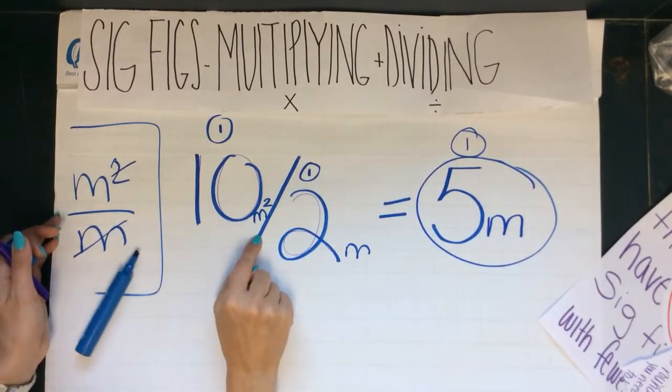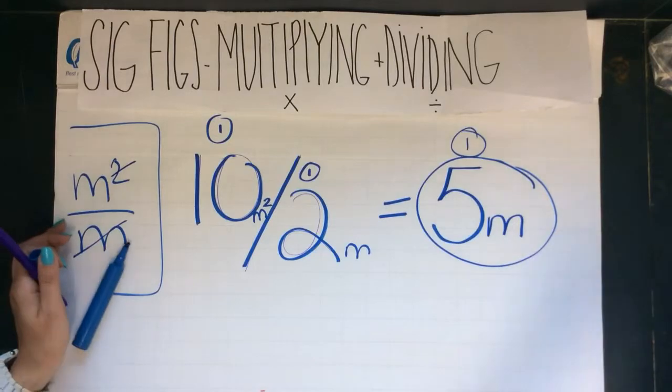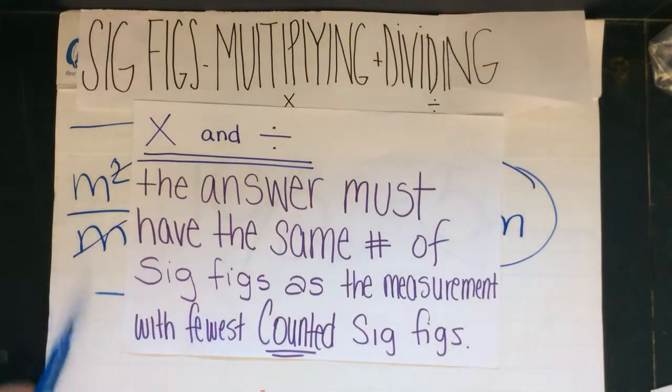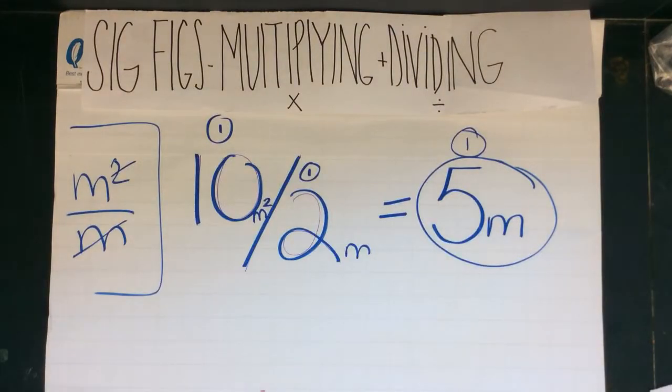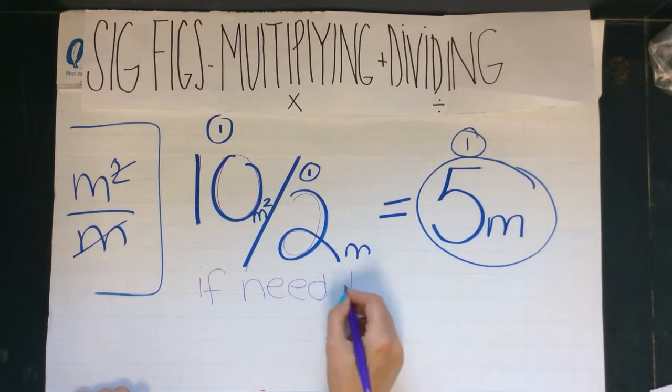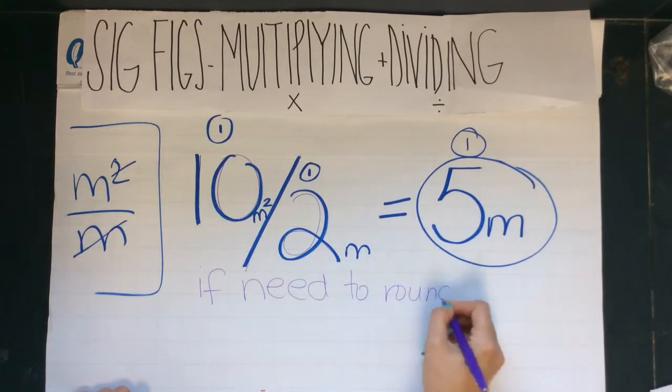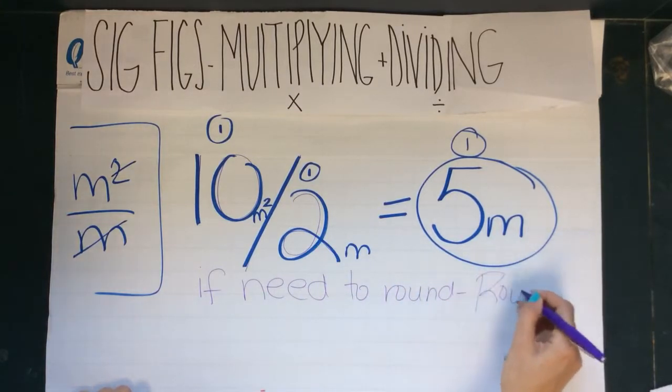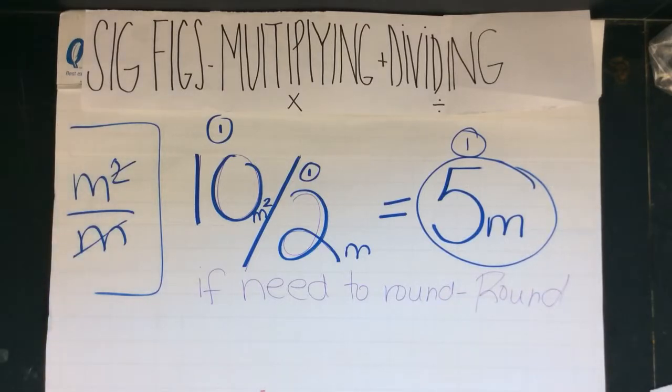So whether you're dividing or multiplying, remember your answer has to have the same number of sig figs as the measurement with the fewest total counted. Total counted. Don't just look at decimal places. That's not this rule. Also, remember that if you need to round, round. Okay, good. That's the end of the video.